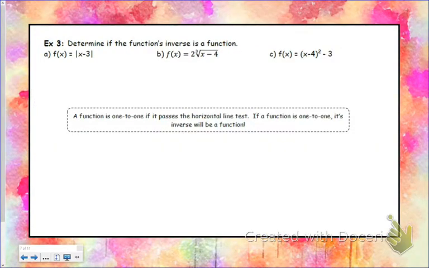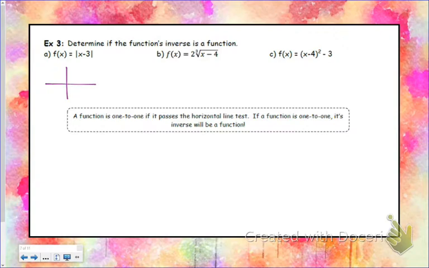All right, so now we're going to just determine if a function's inverse will be a function. Okay, so we learned to determine if something was a function, we used the vertical line test. So what we're going to use is something called the horizontal line test. So the horizontal line test will tell us if a function is 1-to-1. 1-to-1 means that every y has one x. So that means that it's going to pass the horizontal line test. It also means if a function is 1-to-1, then the inverse will be a function.